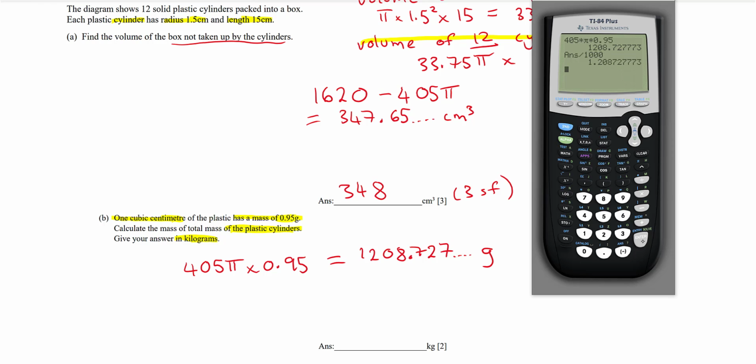You can do it on a calculator, or you can just work it out. We know it's going to be 1.2087, and so on, kilograms. And again, we'll round this to 3 significant figures. So that is equal to 1.21 kilograms, and we'll just make it clear that was to 3 significant figures. Okay, and that is question 12.